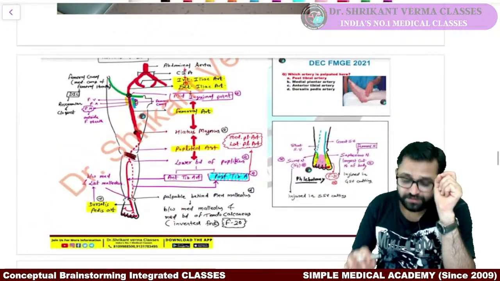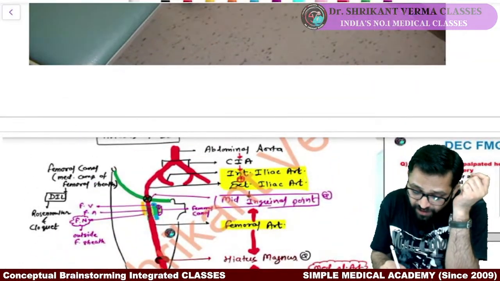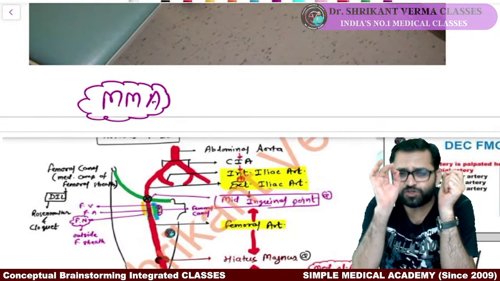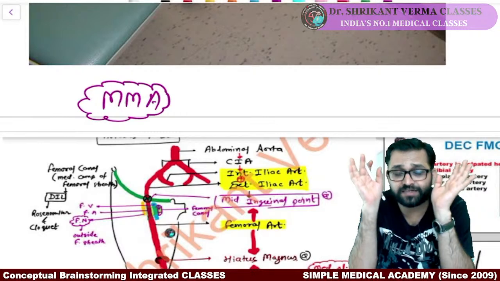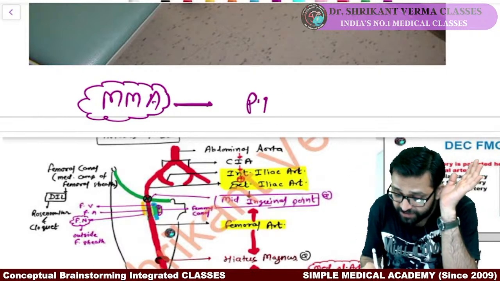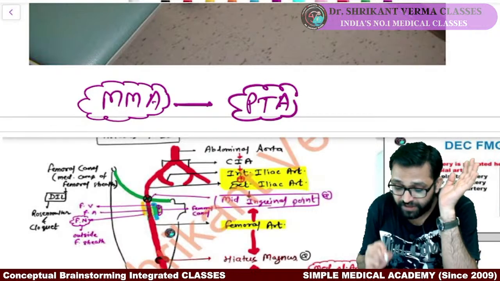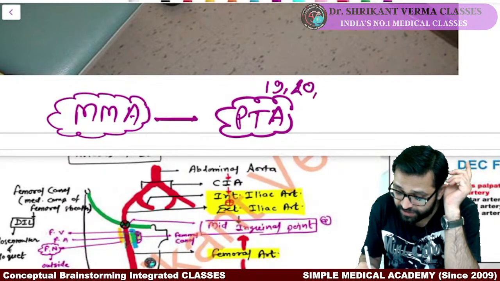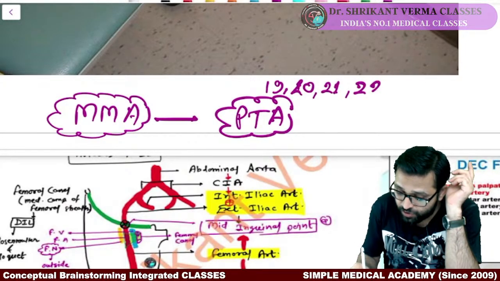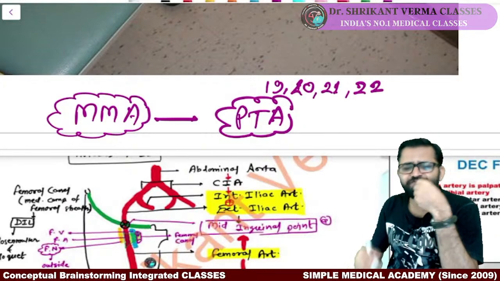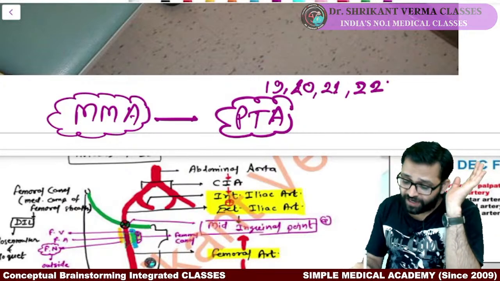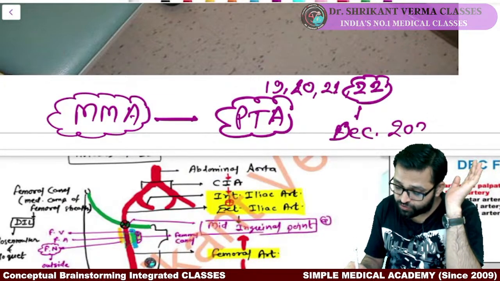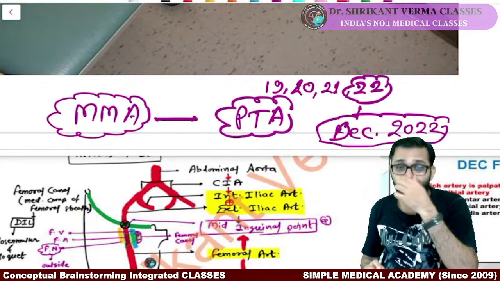always I speak in the class. Earlier the question was coming from the middle meningeal artery. Continuously in 2017, 18 and 19 this question was asked. Now they are asking especially the posterior tibial artery, and this posterior tibial artery was asked in 2019, then 20, then 21 and also 22. They ask the question in different ways. So get ready for the next FMG, December 2022, for this posterior tibial artery.